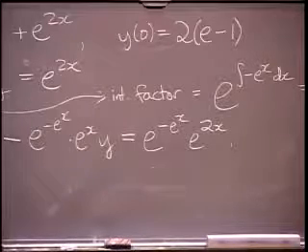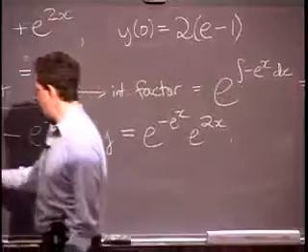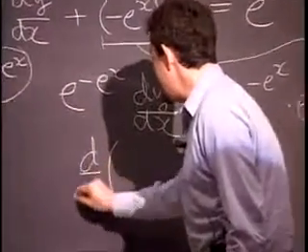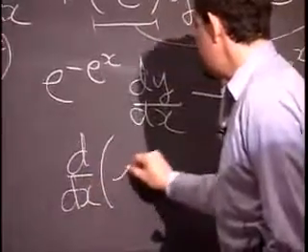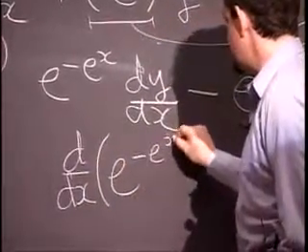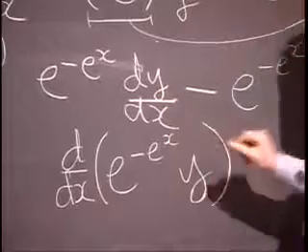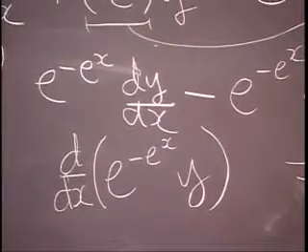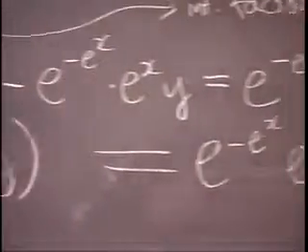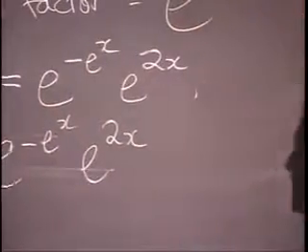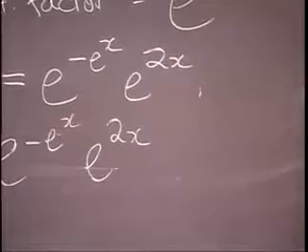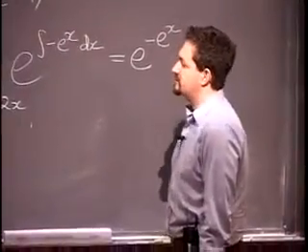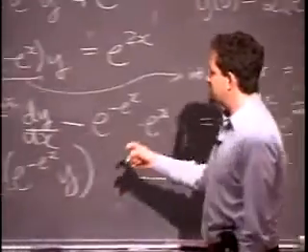But a miracle occurs, and without even thinking, I know I can write the left-hand side as d dx of e to the minus e to the x times y. And then the right-hand side is e to the minus e to the x, e to the 2x. A bit of a mess. All right, that is worthy of notice. This is just always what happens. If you get the integrating factor right, you should always be able to factor this.